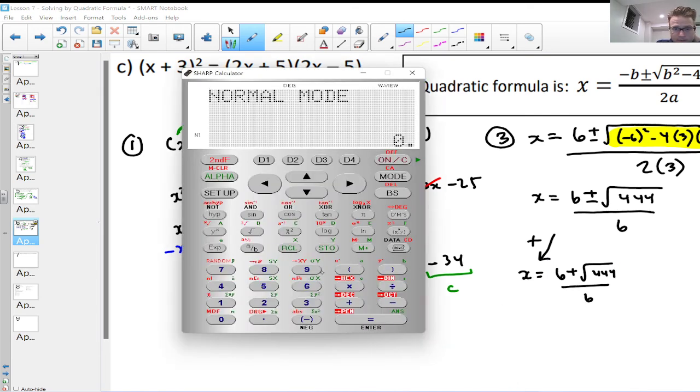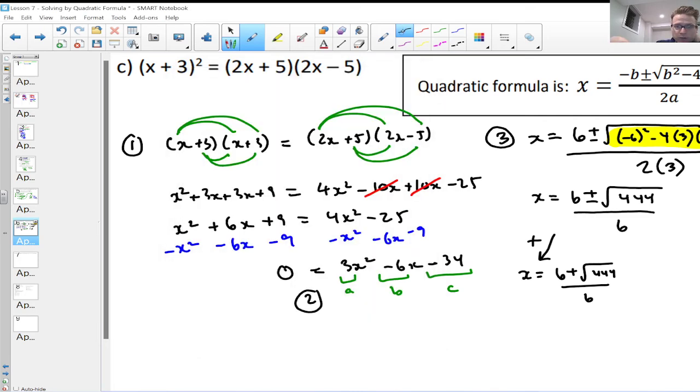Let's do it. 6 plus the square root of 444 equals, and then divide it by 6. Now it gives me this nicely simplified, but I don't want that. I want actually a value. So 4.51. Let's go to 2 decimal places. So x is equal to approximately 4.51. Let's do the minus side of it.